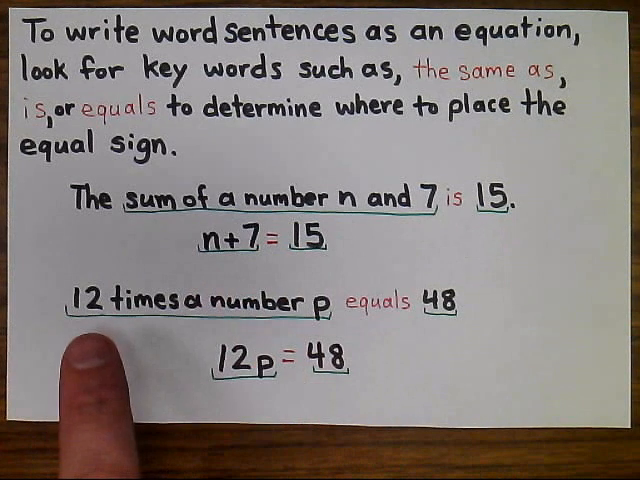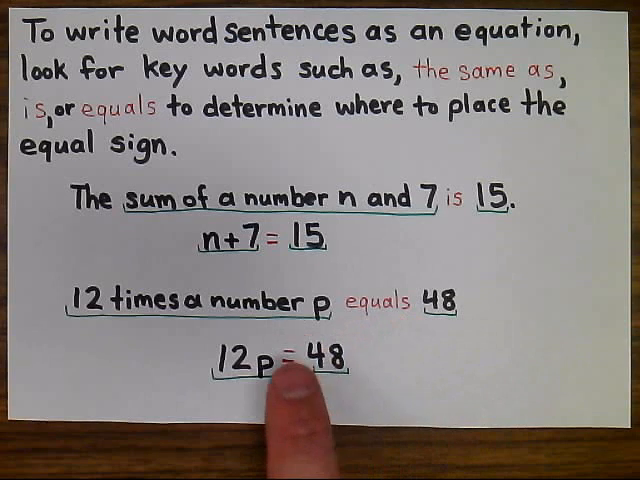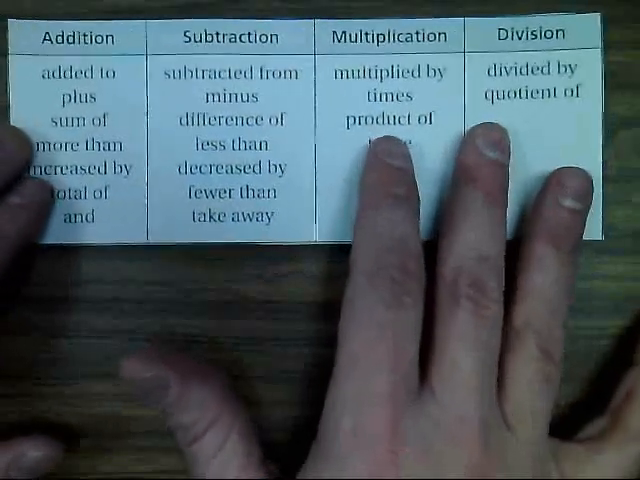In the word sentence, 12 times the number p equals 48, equals clearly is your equal sign. So that's the goal we're going to have. We're going to talk a little bit about some key vocabulary related to addition, subtraction, multiplication, and division.